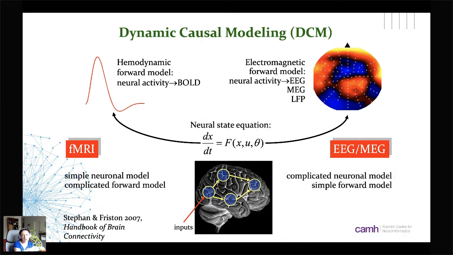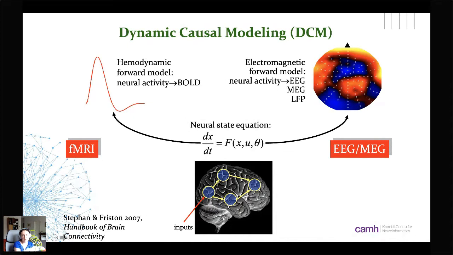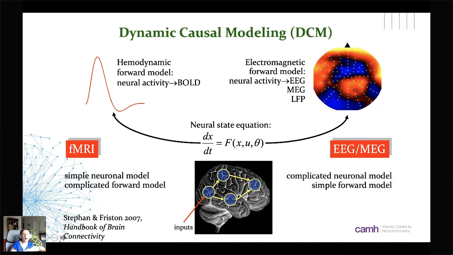So this is essentially the neural state equation that we can use to translate into a measured signal. And when it comes to fMRI, we have a simple neuronal model, but a very complicated forward model or hemodynamic response model. And on the other hand, with EEG, we have a very complicated neuronal model, but a simple forward model. And we're going to go into that in a moment.